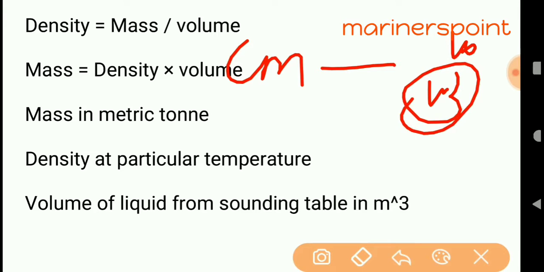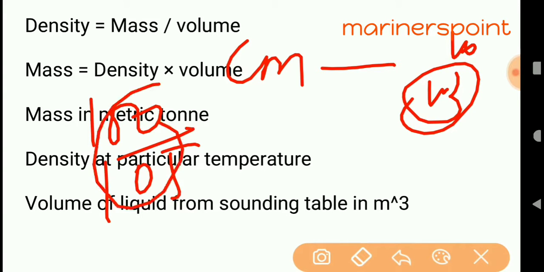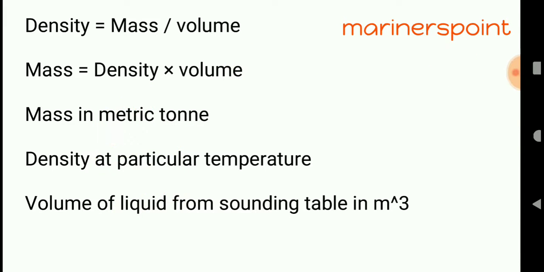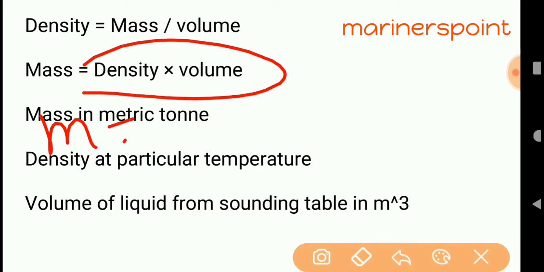And how can you calculate volume? If your sounding falls in between two values, then you can calculate the volume by interpolation. Okay, you get the volume. Now you have to calculate mass, then use the formula density into volume.